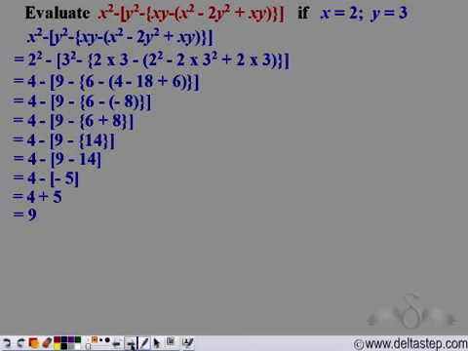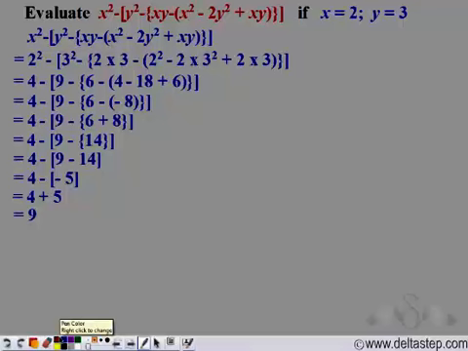Now let us try and solve it by the second method. So these are the steps which we have followed if we solved it by the first method. Now let us try and simplify it first and then substitute the values of x and y.